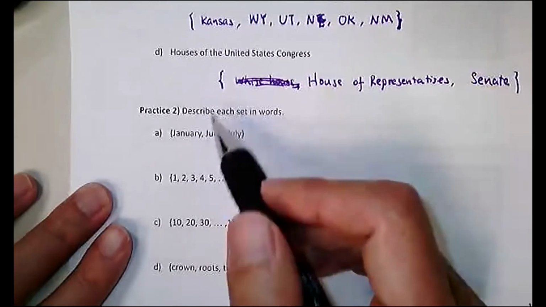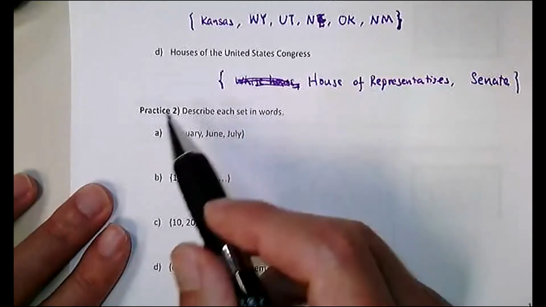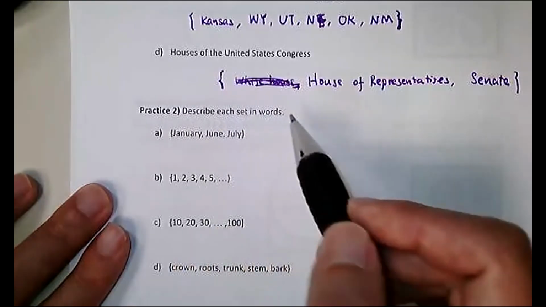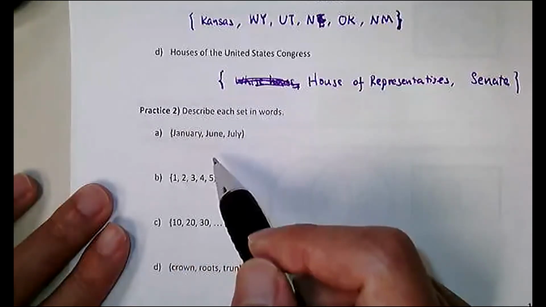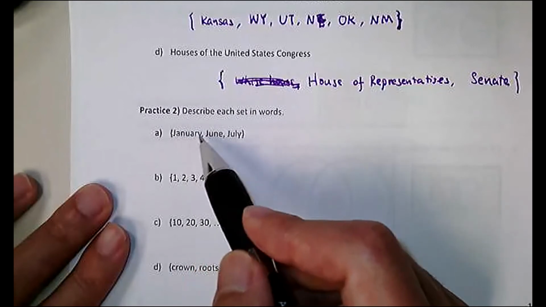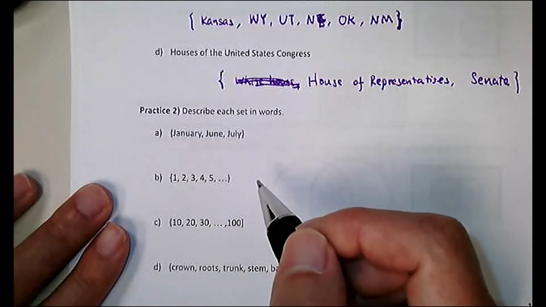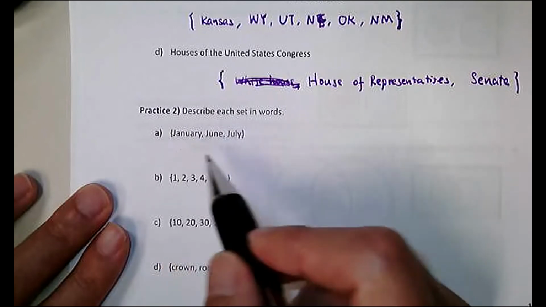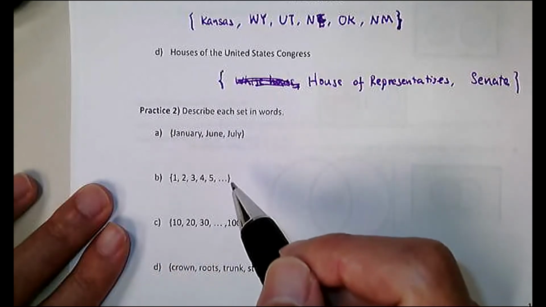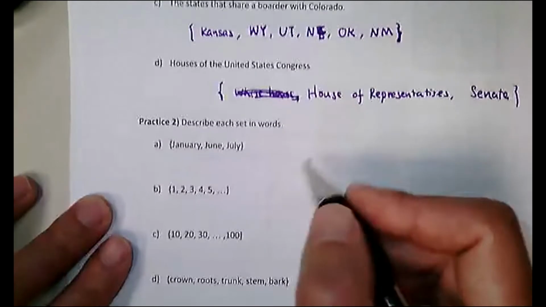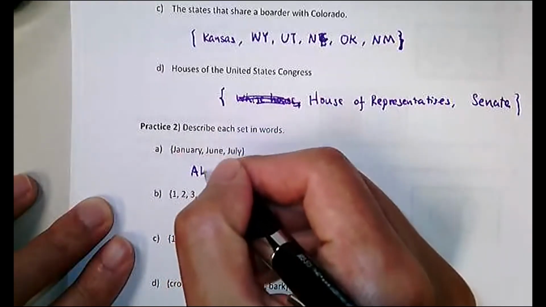In practice 2, the set is given and you have to describe what it is. The first set is given as January, June, July. Does anyone know what this set is about? Months. It's the months of the year that start with J. Very good.